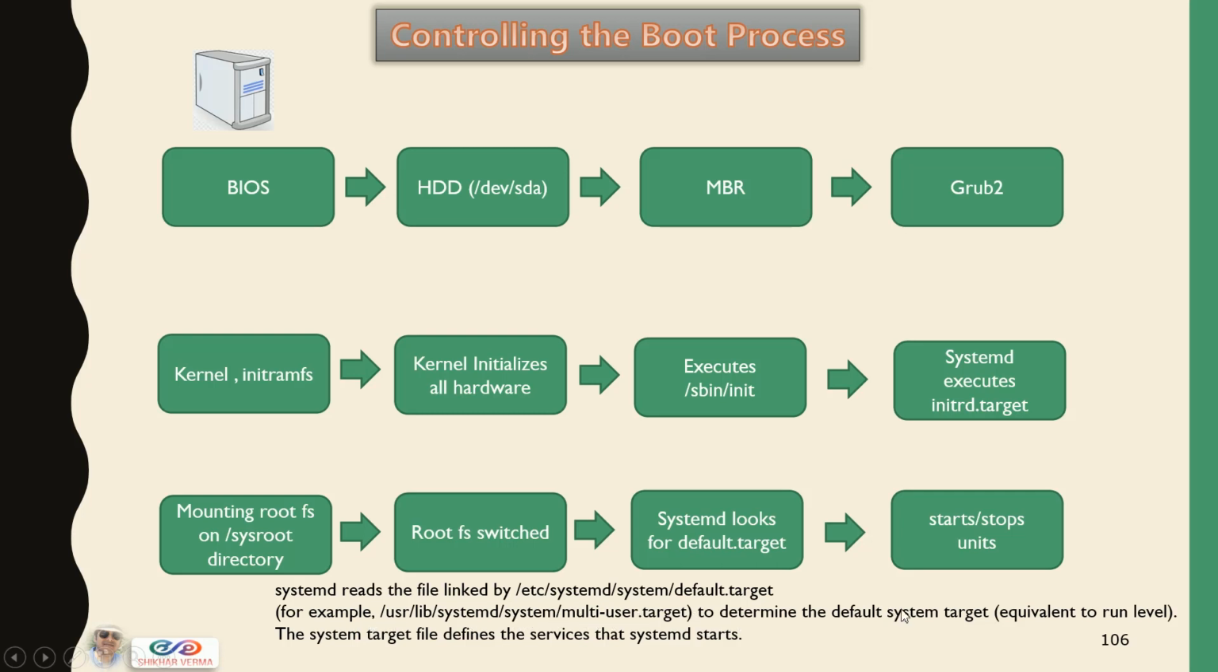And to determine the default system target, equivalent to the run level, the system target file defines the services that systemd starts. So here systemd allows you to manage various types of units on the system, including services, that is name.service, targets, that is name.target, devices, file system mount points, that is your name.mount, and sockets, name.socket.